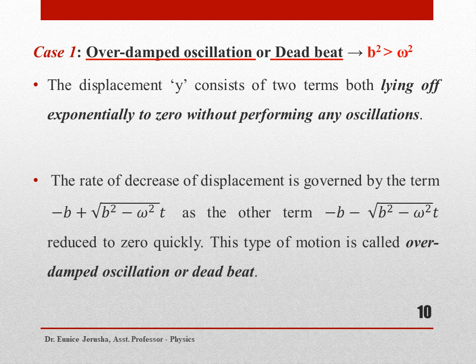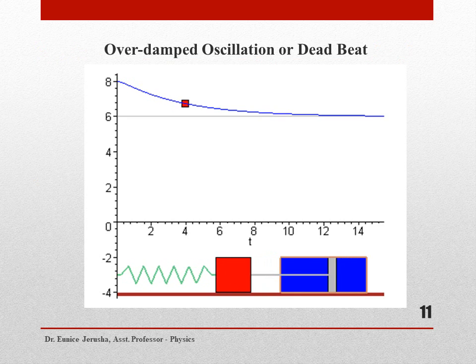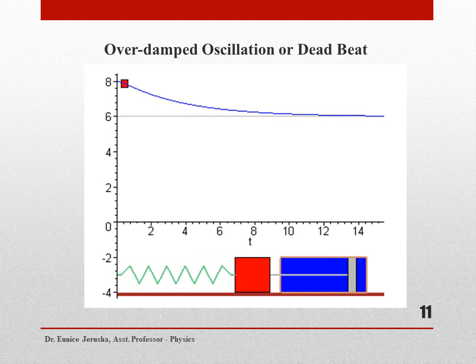It mostly occurs in a pendulum moving in a very thick fluid, or in a deadbeat moving coil galvanometer. This is an animation showing us the overdamped oscillation or the deadbeat. It is very clearly observed that there is a rapid decrease in the displacement with time.